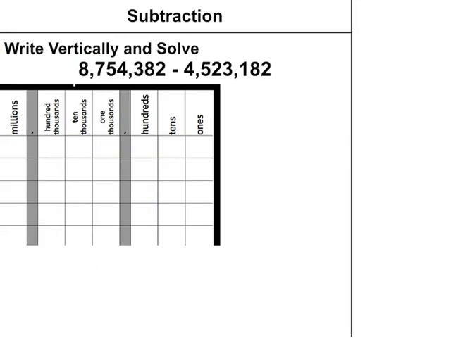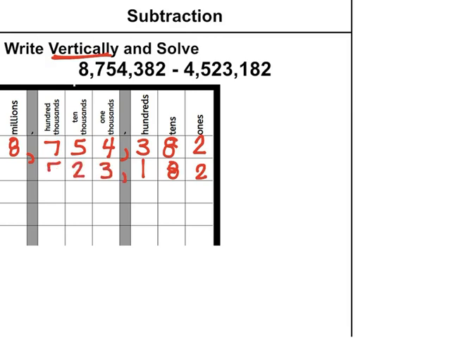Alrighty, we have to write vertically. Very important, folks. That's part of your problem. Write these down. Put each digit in its correct place. So I have 8,754,382. Yep. You always want to go back and check to make sure you copied your problem down correctly.